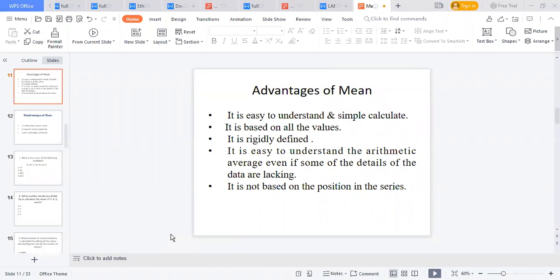It's easy to understand the arithmetic average, even if some of the details of the data are lacking. It is not based on the position in the series, so it's not like the way it is with median, where you're looking at the position. No, it's about everyone's value being added.